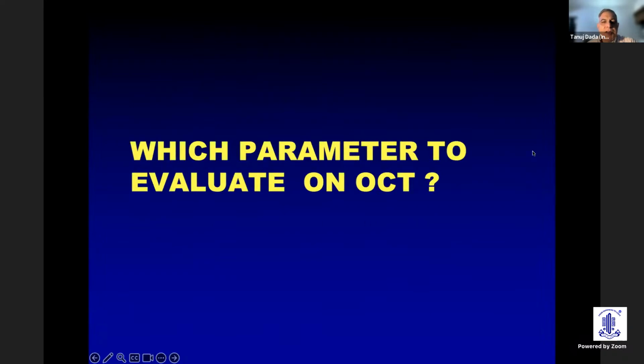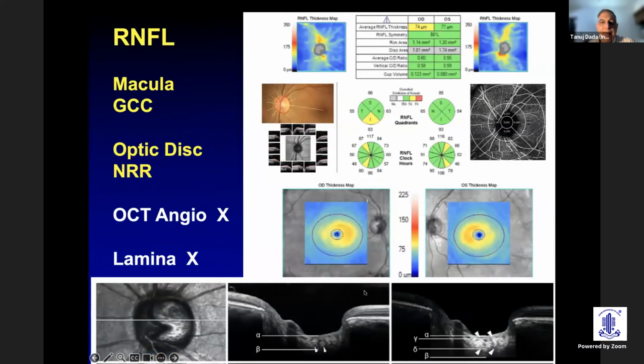The next important question is which parameter to evaluate on the OCT. So you have a number of parameters now available. In general, we are evaluating the retinal nerve fiber layer, the ganglion cell complex in the macula, and the neuroretinal rim. Newer technologies like OCT angiography and lamina curvature imaging have become available. For practical use, the first three parameters are the ones that you should learn how to interpret.